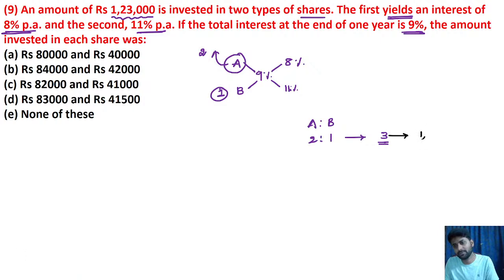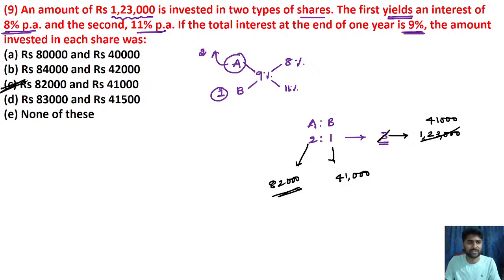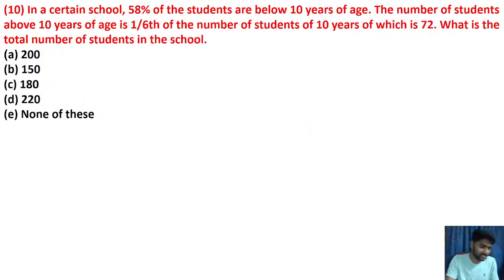Now, what is the total value? 1,23,000. See, 3 ones are 3, 3 4 1,000 rupees. Now, what I understand is that B invested 41,000 rupees and A invested, just multiply it 2 times, 82,000 rupees. So, you can choose that option is C. This is the last question.